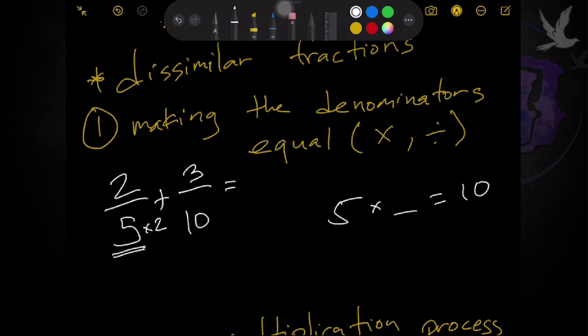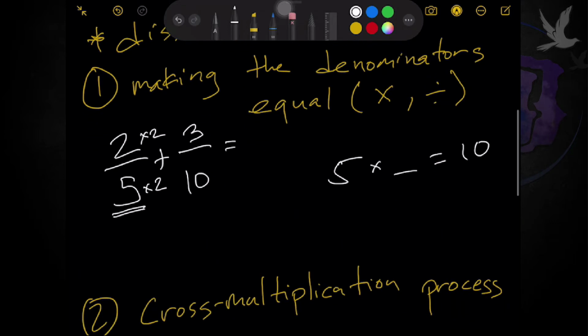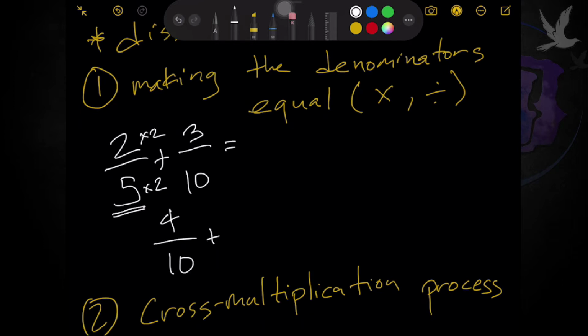And there's a golden rule. What you do with the denominator, you should also do with the numerator. Okay, so in this case, rewriting our fraction, 2 times 2 will give us 4, and 5 times 2 will give us 10. Rewriting 3/10. And if you notice now, our fractions became similar fractions.